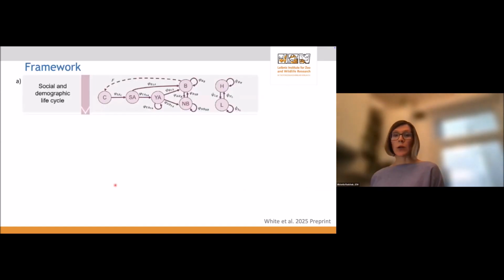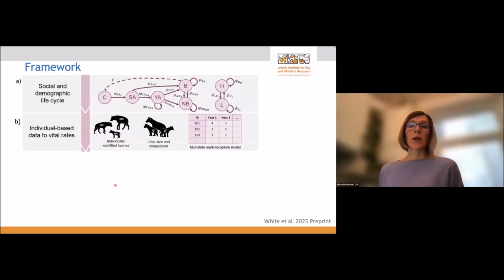So briefly about the framework that Ella used. For the matrix population model, she used a life cycle that distinguishes demographic and social states. We distinguish the following demographic states: cubs, sub-adults, young adults, and then we have adults that can be breeders or non-breeders depending on the year. The temporal resolution of this matrix is yearly. And then each of these states could be in a high or low social state to capture the strong impact of sociality on demography, particularly on survival.